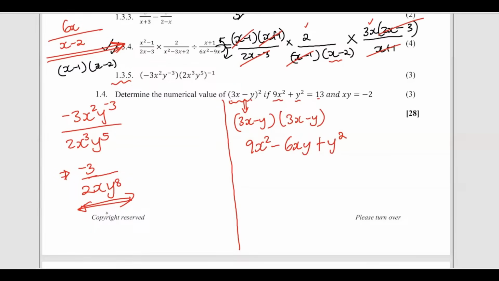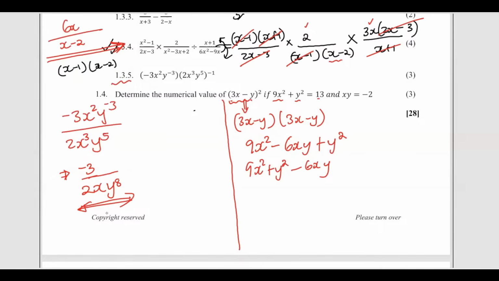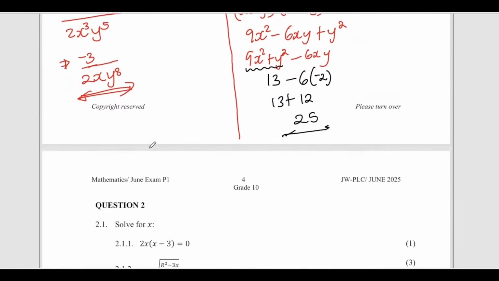Now, let me separate this according to what we were given, okay? So I'll have the 9x squared plus y squared minus 6xy. Okay, so let's do the due diligence of substituting. So 9x squared plus y squared, all of it is 13. We are subtracting. They told us that xy is -2. So 6 times -2. So this is 13 plus 12. We get 25. So that is what the question wanted as well. So that is question number 1.